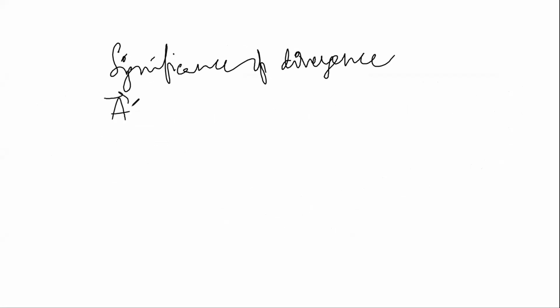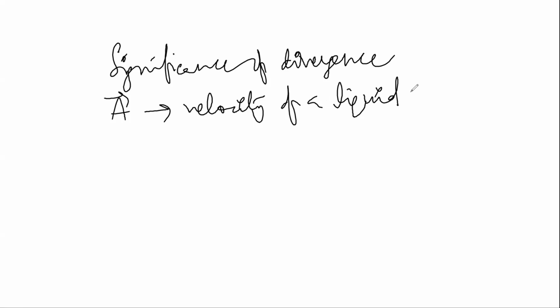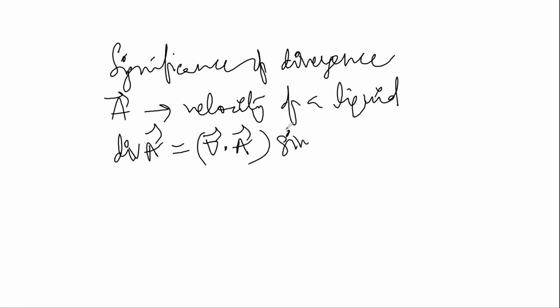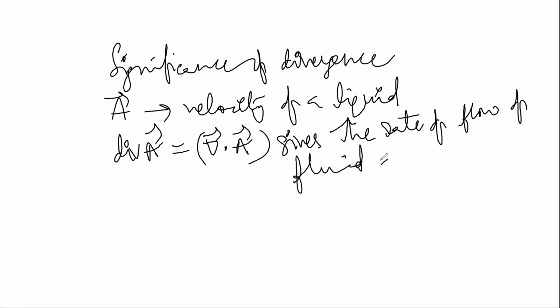Let us consider that A bar represents the velocity of a liquid. Then div A or del dot A, that is divergence of A, gives the rate of flow of fluid at that point per unit volume.